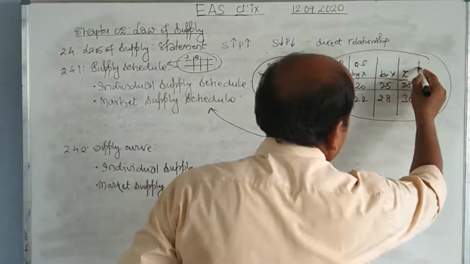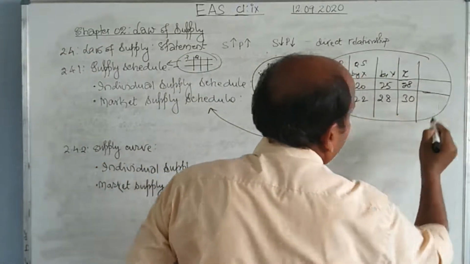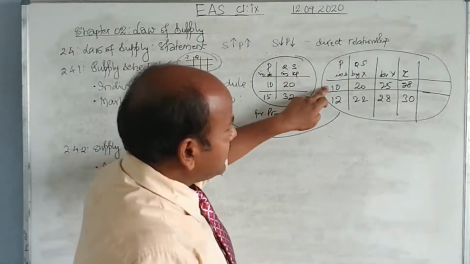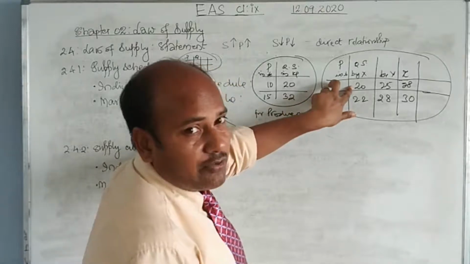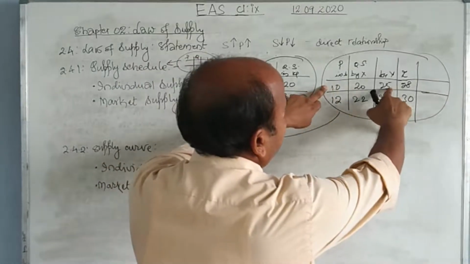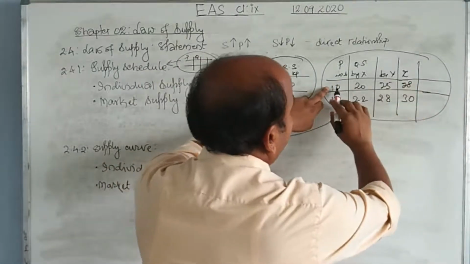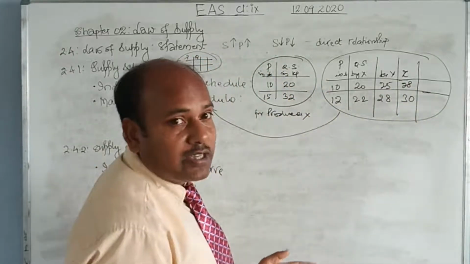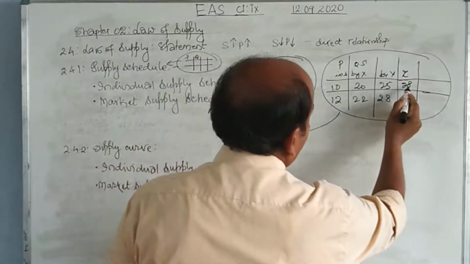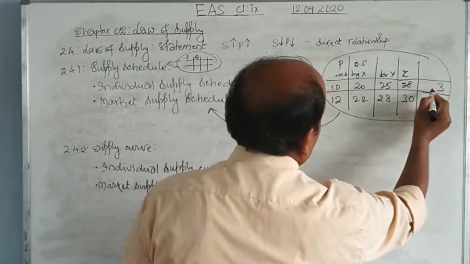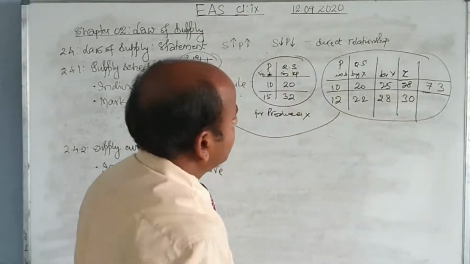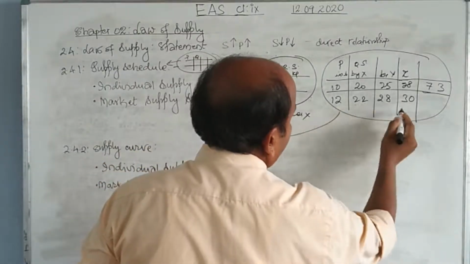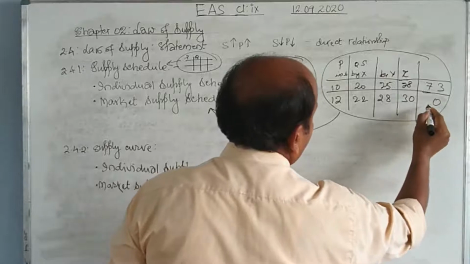So what will be the market supply schedule? Market supply schedule is the sum total of all the individual supply schedules. That means when the price is 10, X sold 20 units, but at the same price Y sold 25 units, and at the same price Z sold 28 units. So at 10 rupees, how much was the total quantity sold in the market? At this, 73. And at price 12, how much was the total quantity sold? At this, 80.